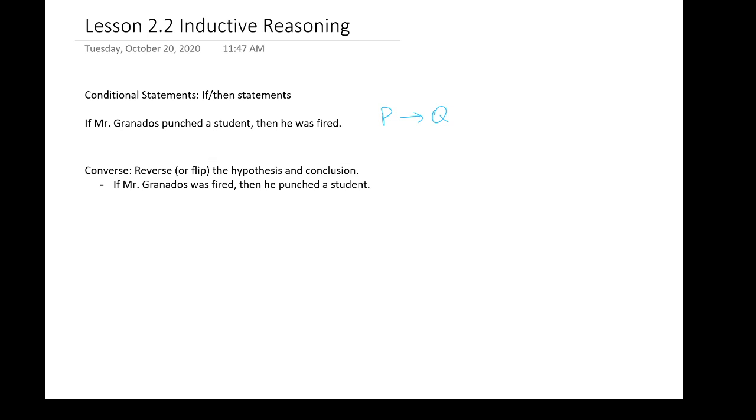Now, of course, the logical truth between the conditional statement and these various iterations doesn't have to be connected. So in this case, we have if Q, arrow P. If Q, then P. And that's not necessarily true. If Mr. Granados was fired, then he punched a student. It could be true, but we wouldn't actually say that's true. We'd say that is false. Mr. Granados obviously could be fired for other reasons, like, for example, he knows nothing about math, or he committed arson or another crime that got him fired. So it doesn't necessarily need to be revolving around punching.